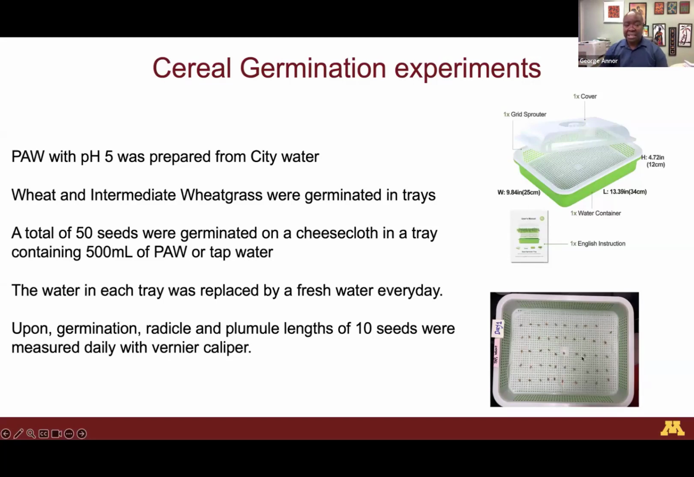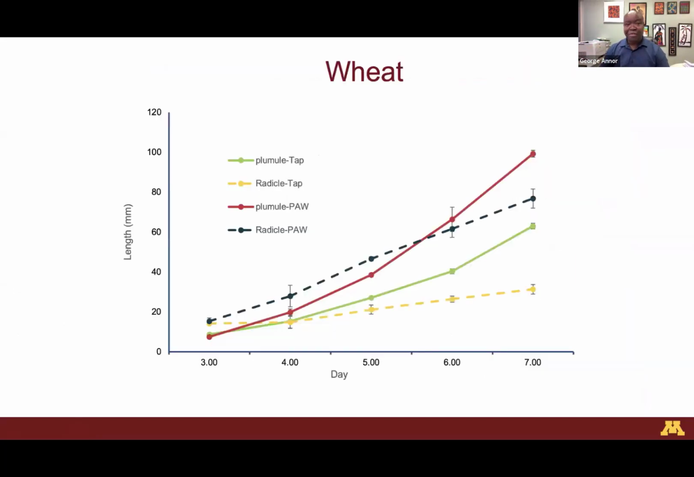So 50 seeds, and we actually measured 10 seeds every day to look at the length of the radicle and the plumule as the germination went on. And then we wash these seeds. We replace the PAW every day just to prevent any mold growth. This is what we found.